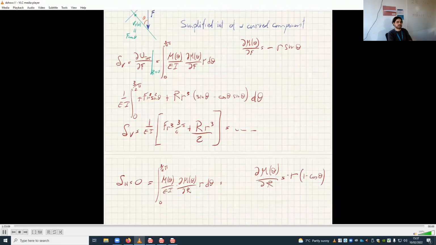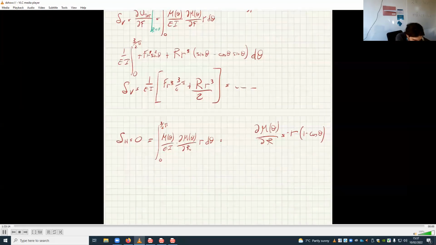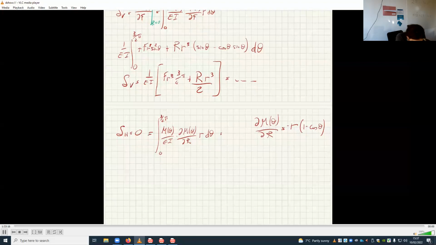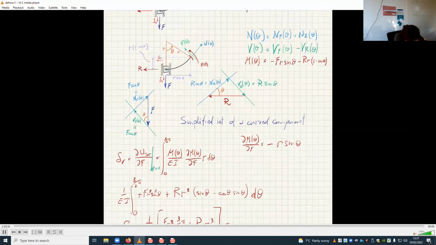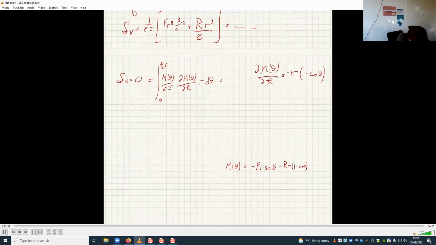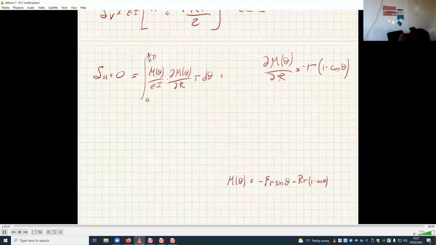Good, good. What else? Well, we have to do this calculation now. So let me copy this so I can look at it while I draw it, and that's the integral.